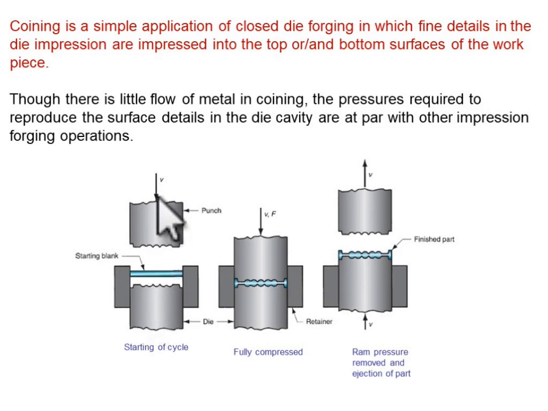Now what happened? We apply load, and this impression just imprinted over the workpiece, or you can say the blank. And when you move this upper die upward, then the final product is here. This is the finished part, and the portion that is imprinted over this die is now over this workpiece. So this is how coining is done, and this is the best example of this closed die process.